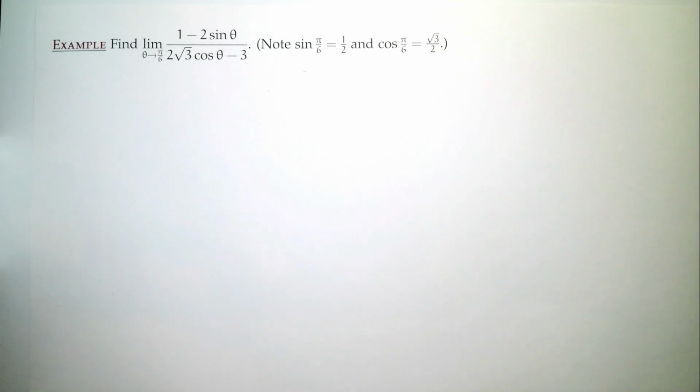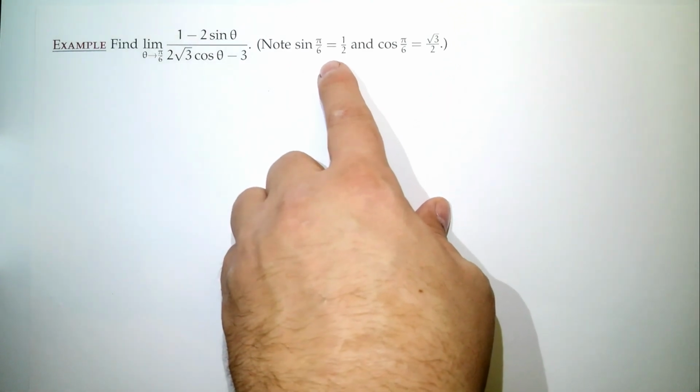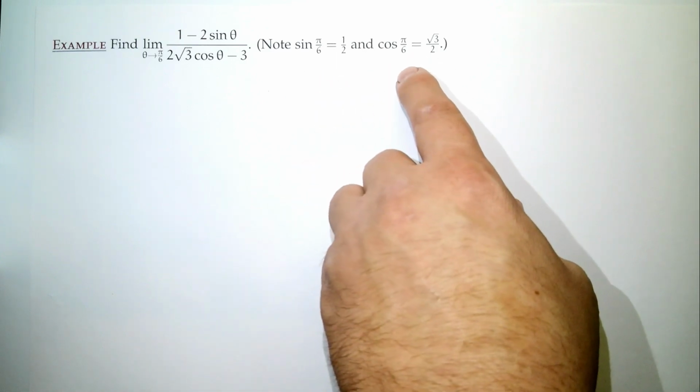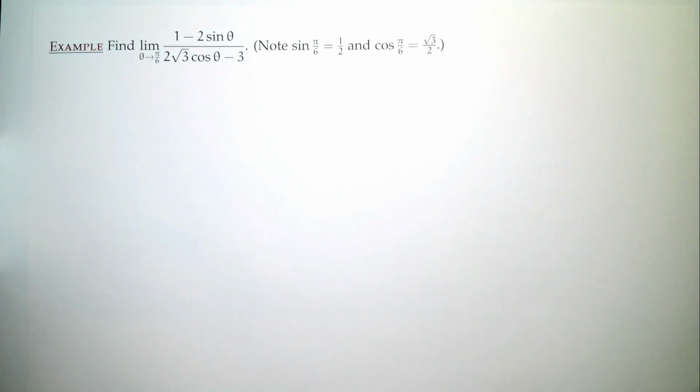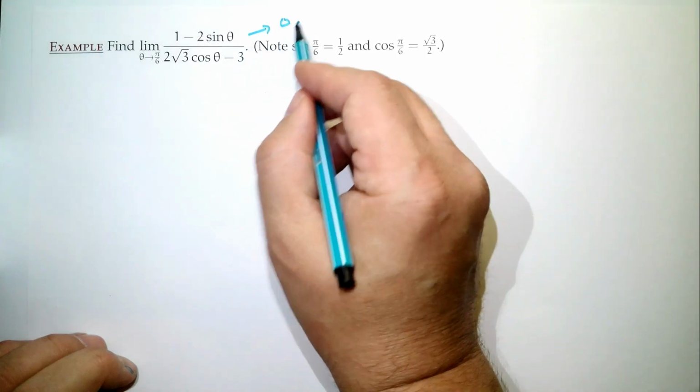Find the limit as theta goes to pi over 6 of (1 minus 2 sine theta) over (2 root 3 cosine theta minus 3). Now, what's interesting here, this is a trig limit. We see trig, and it's not if theta goes to 0. Now, if you happen to know sine of pi over 6 is a half, which they told us, you'll see the numerator is going towards 0. And if you know that cosine of pi over 6 is root 3 over 2, then the denominator is also going close to 0. So currently, this limit here is approaching 0 over 0.